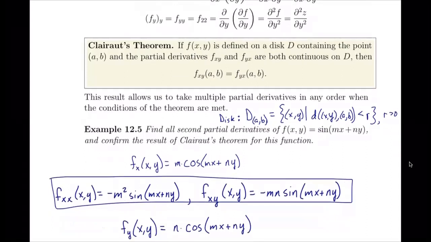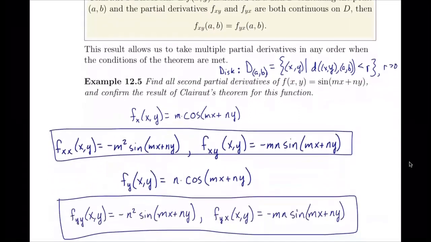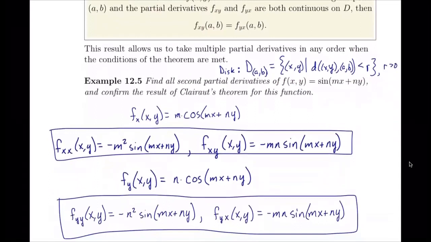Now, find all second partial derivatives of f of x, y equals sine of mx plus ny. So here's our function, two variables, x and y. And we're asked to confirm the result of Clairaut's theorem for this function. In other words, find the two second partials and make sure they're actually equal to each other, if they're in fact continuous.